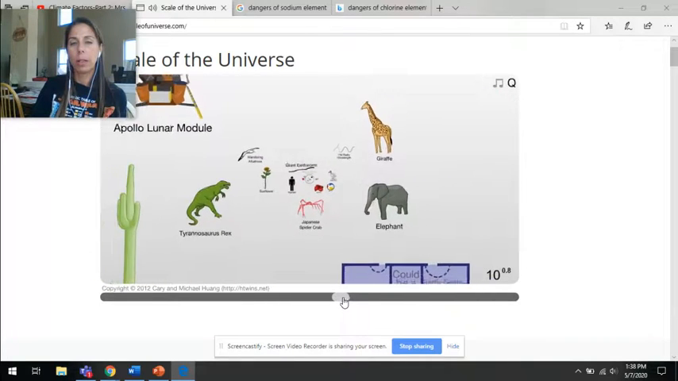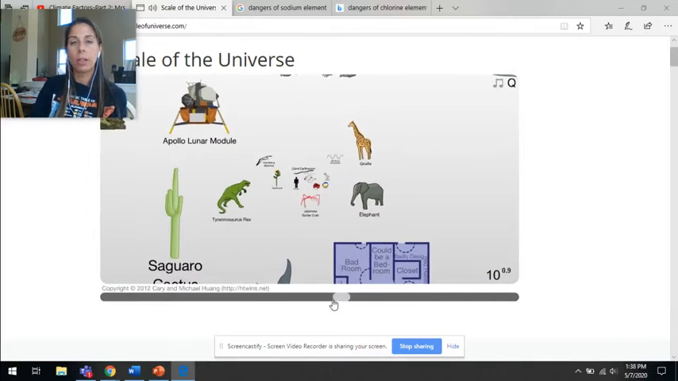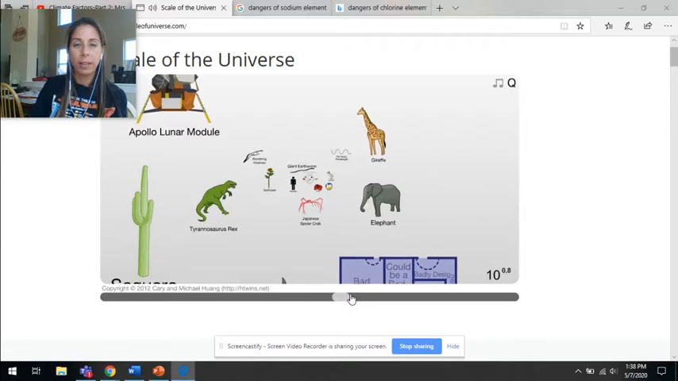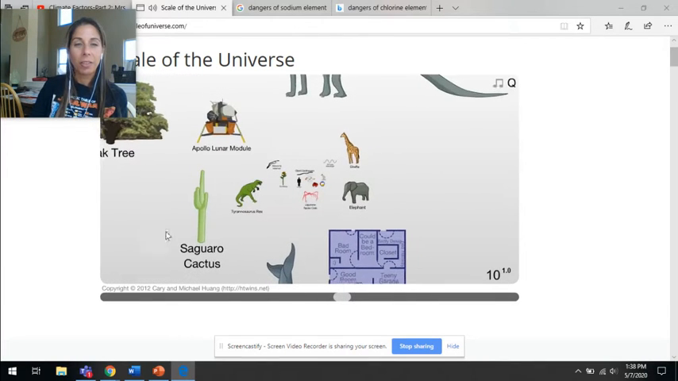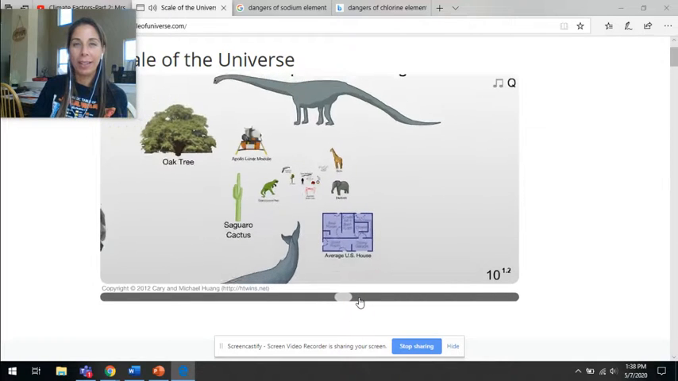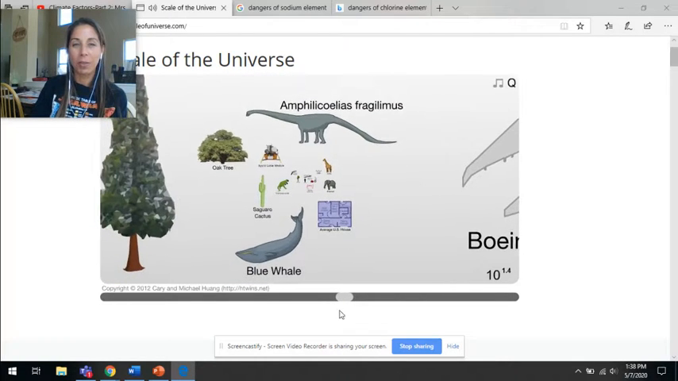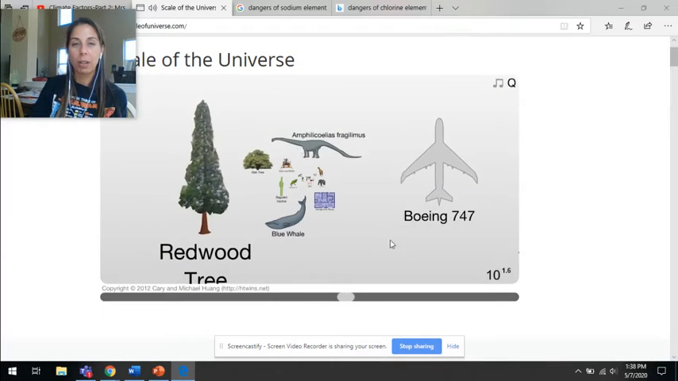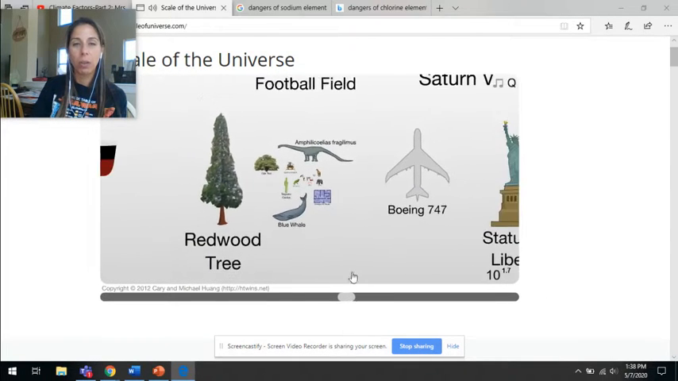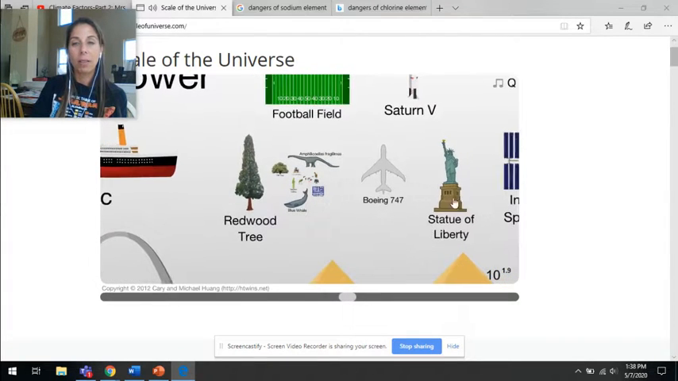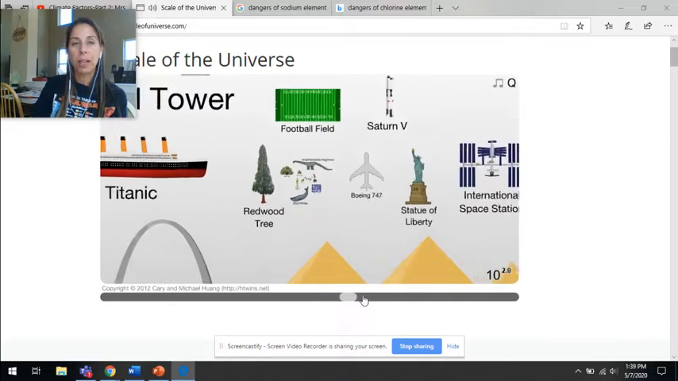I'm on, Mike. All right, check it out. So there's the size of an average human. Okay, check this out. You got a giraffe, you got a T-Rex. Check out this desert cactus. It's bigger than a T-Rex. It's so big. Dinosaur's even bigger. Boeing jet's bigger than your largest dinosaur here. And your redwood trees are the tallest trees on the planet, which are about the size of the Statue of Liberty. Titanic's even bigger.